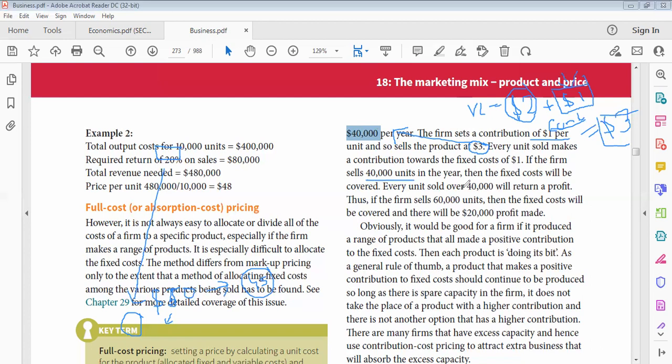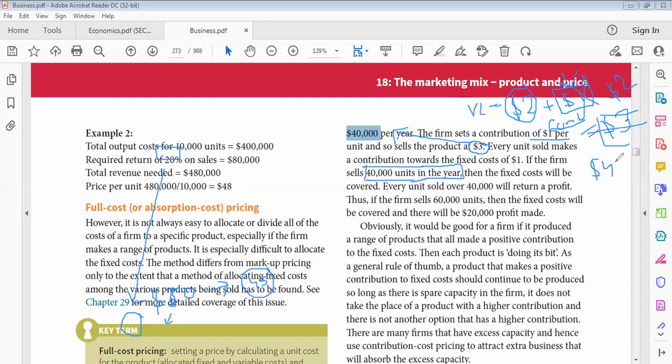Now this might be very challenging. What if there is too much competition? You might not be able to sell 40,000 units in a year. So in that case, what can you do? Maybe you can increase the contribution. So don't charge $1, maybe charge $2 as contribution. In that case, your price will be 2 plus 2, $4.